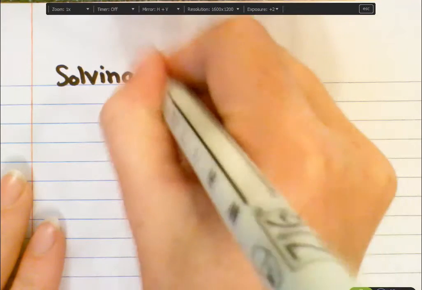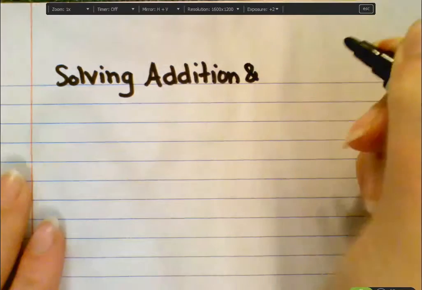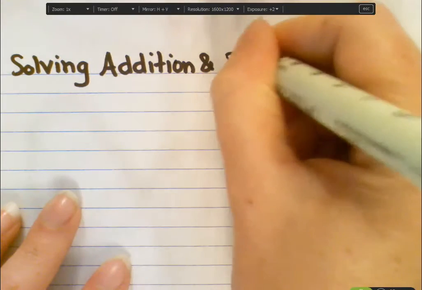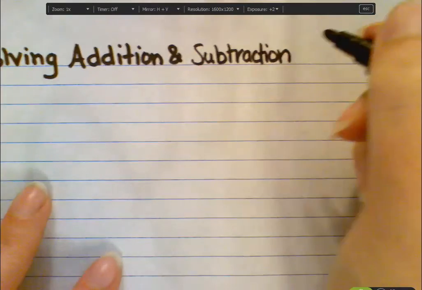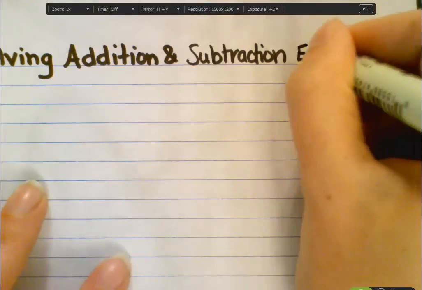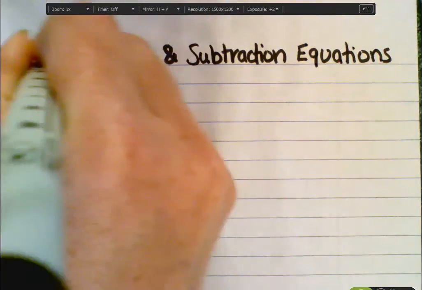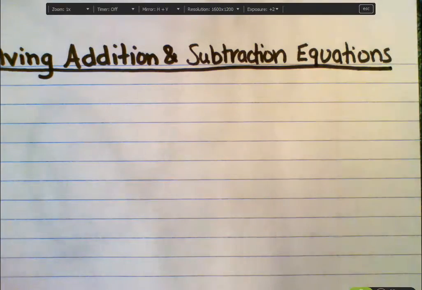So I'm going to write up here, solving addition and subtraction equations. We're going to do a problem of the day to begin.